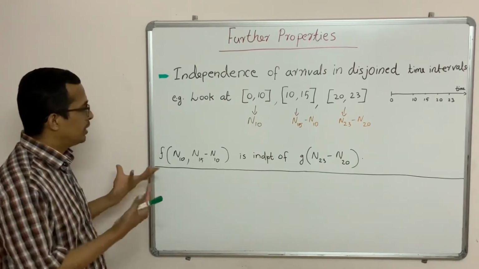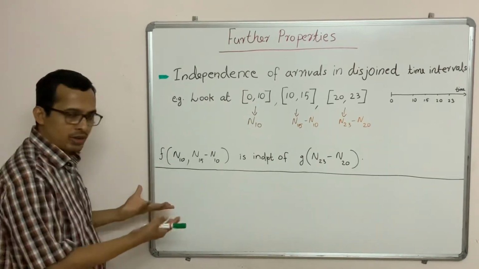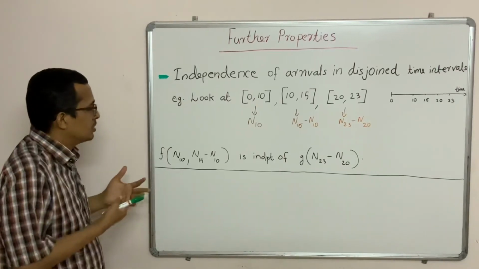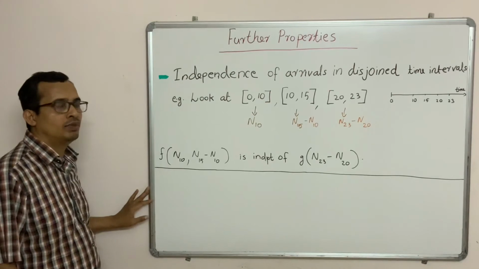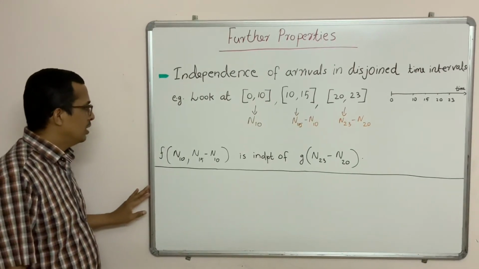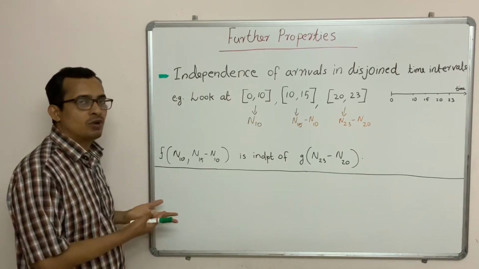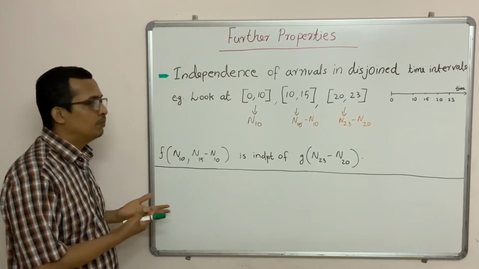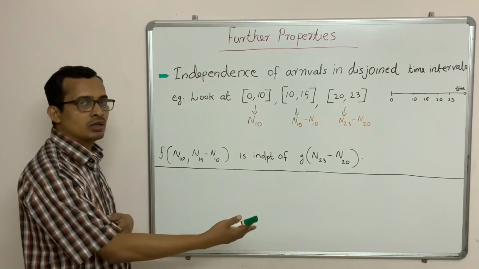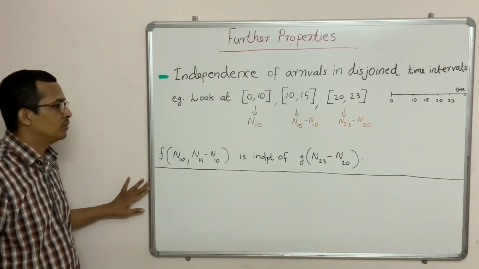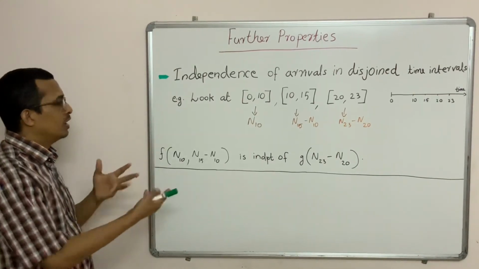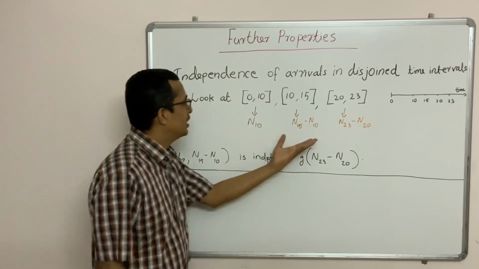So they are all independent, so mutually independent. Any function of, for example, the first two of them, N10 and N15 minus N10, say f of them, is independent of any function of the third one, g of N23 minus N20. Similarly, you can take any combination. I have just taken three intervals here.